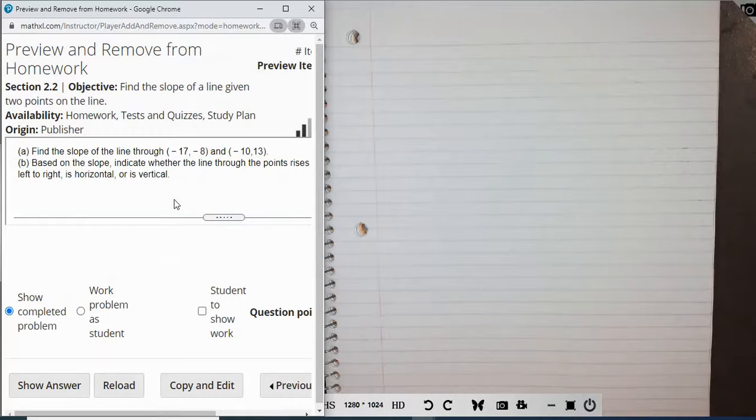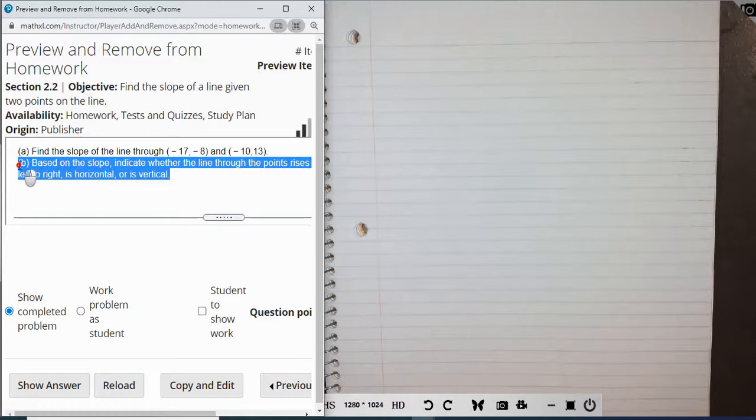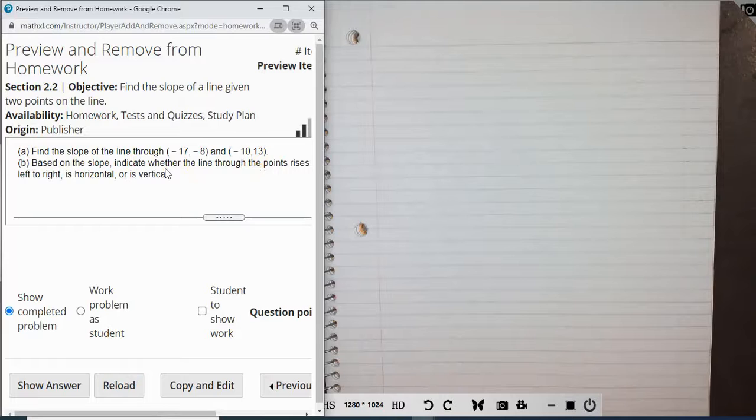All right, so the next one here out of Chapter 2 is just going to ask us to find slope. By the way, on the practice quiz, it'll ask you an additional part B question about whether the line rises, decreases, or is horizontal or vertical. That's not going to be on the final exam, but it is in the online practice test. But anyway, what we really want to do here is find slope.